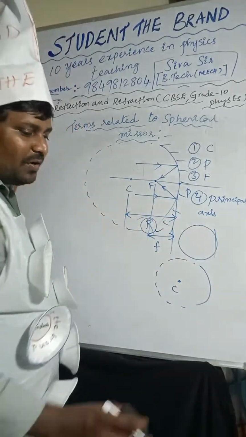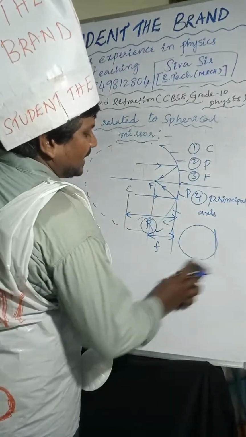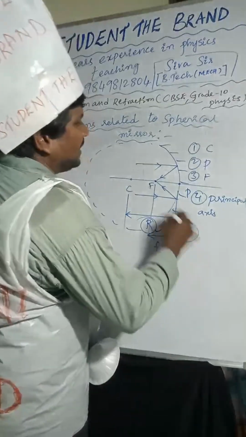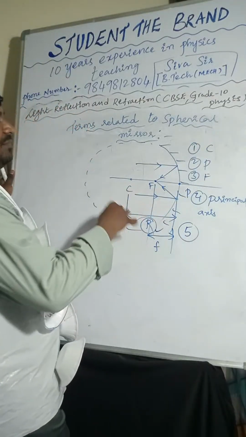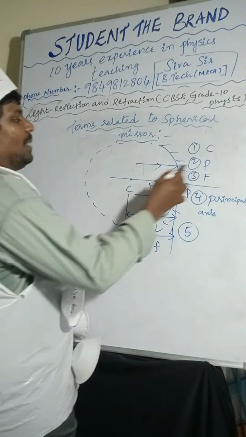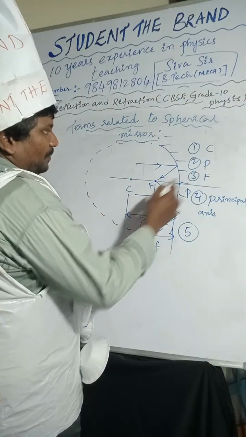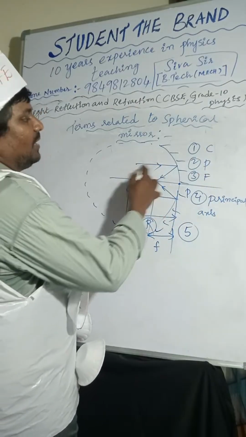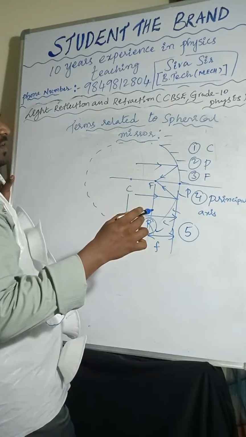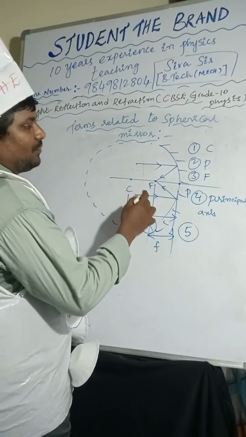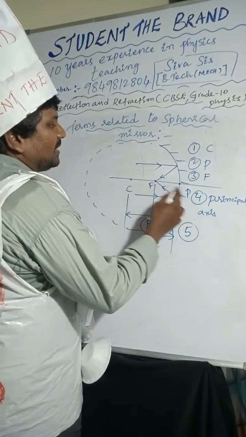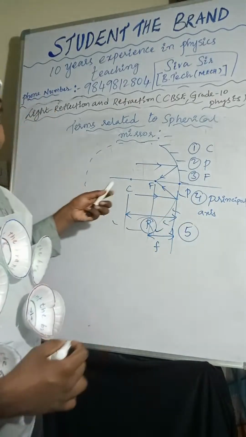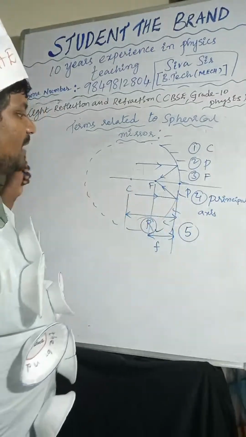Next, the fifth point. The center of curvature is the center of the imaginary sphere of which the mirror is a part. The pole is the midpoint of the mirror. The focus is the point where, after reflection, all light rays meet at one point. That is called the principal focus or focus. The line joining the center of curvature and the pole is called the principal axis.